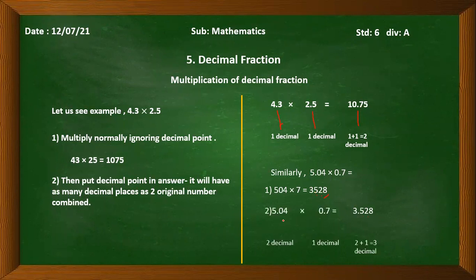Yes, ma'am. So see, there are 2 decimals here, and 1 decimal there, so 2 plus 1 gives 3 decimals, and we counted from the right side, so we get the decimal point after 3. Understood? Yes. Any doubt till this? No, ma'am. Okay.